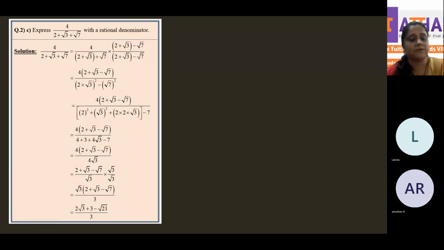So now multiply. 2 into root 3 is 2 root 3. Root 3 into root 3 is 3. And root 3 into minus root 7 is minus root 21. Divided by 3. Practice, that's all. Nothing. It's all just numbers.